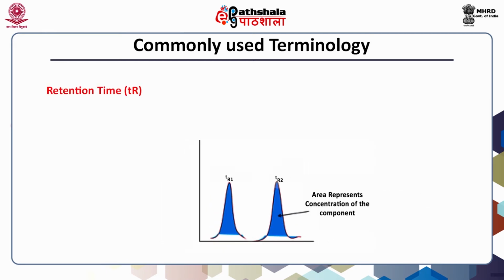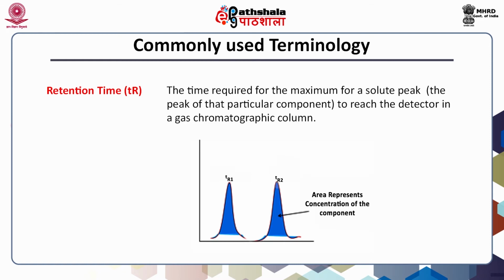This retention time is denoted by small t and capital R. As the name indicates, something is retained and eluted after some time. It is basically the time required for a solute peak to reach the detector in a gas chromatographic column. That means the maximum part of the solute will be eluted, or it is the time taken for a solute to elute at maximum concentration, and that is known as retention time. This is a very important parameter in gas liquid chromatography.